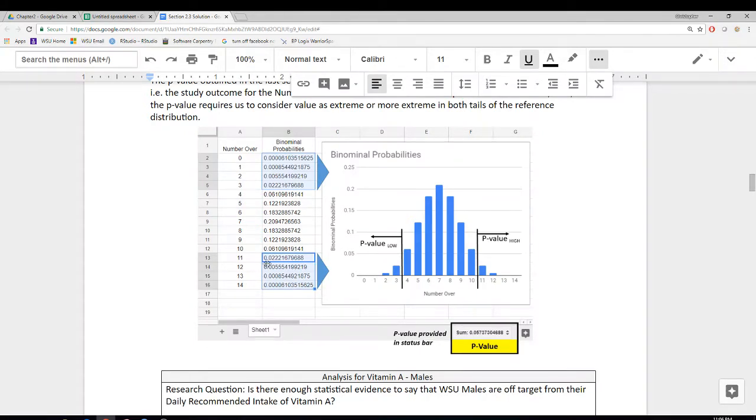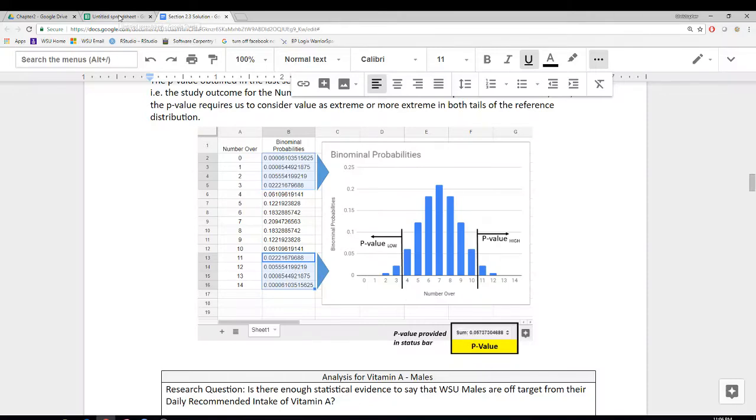These down here are going to be p-value high. These down here on the lower end are going to be p-value low. And I need to add those two p-values up. The status bar down here in the lower right-hand corner actually will compute that sum for you.